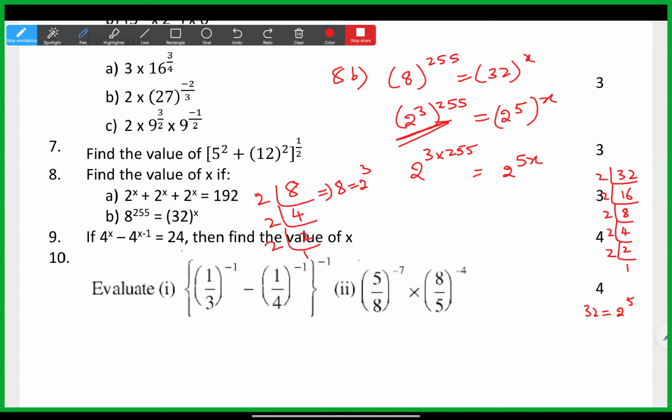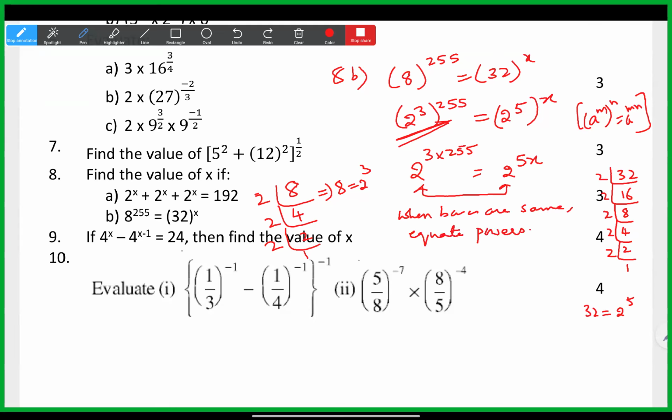Here also the same law we used. What is the law? A power m whole power n is equal to a power mn. Now again, what is the point which we can use now when bases are the same? Equate powers. So we'll equate 3 into 255, that value, to 5x.